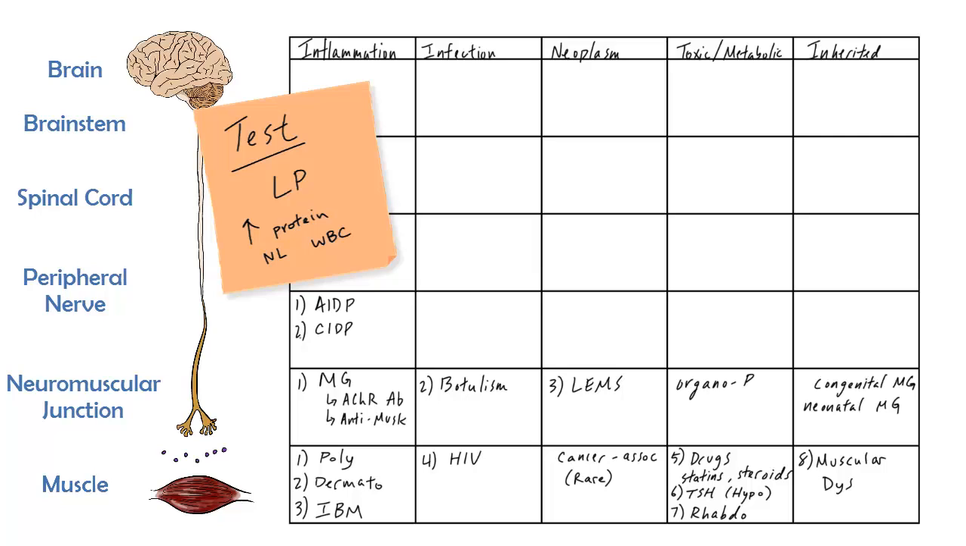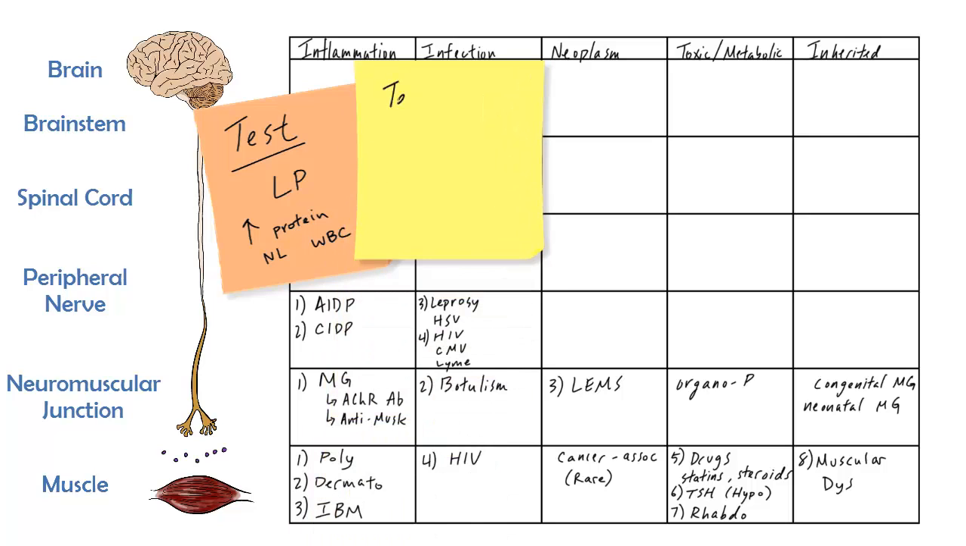Actually, the most common cause of neuropathy worldwide is an infection. It's leprosy. And then there are a bunch of other things: HSV, HIV, CMV, Lyme. There's also a bunch of other infectious neuropathies, but probably leprosy and HIV are the ones to think about. Infections of the nerve. We can also use the LP there, right? Elevated white blood cells and culture or viral PCRs can also help us in evaluating an infectious cause of neuropathy.